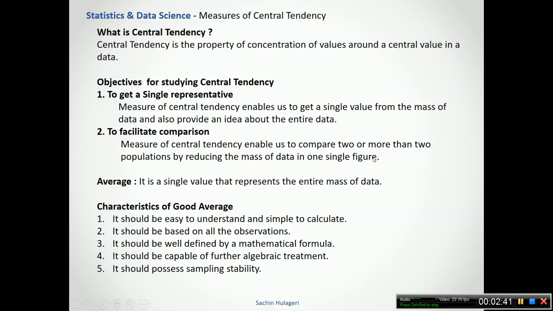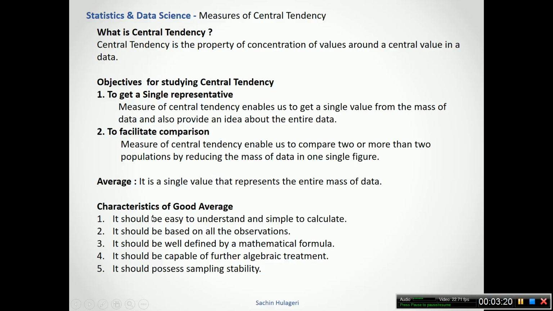For example, generally we talk about the literacy rate in a country. When we compare one state to another state, we say this state has a 60-70% literacy rate and that state has a 70% literacy rate. So that takes a central value of the population. It's an average, a single value that represents the entire mass. Basically, central tendency is more like an average kind of data.